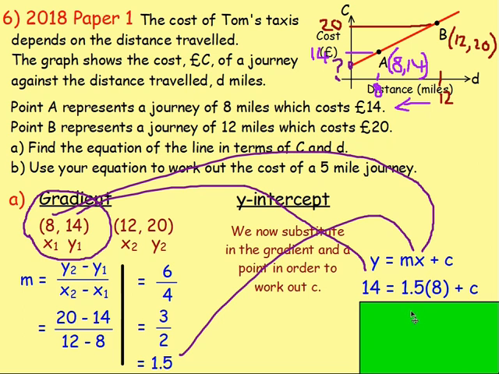1.5 times 8, or 1.5/8. And imagine in terms of money if you want, with £1.50 times 8. Either way, it's going to be 12. So you'd have 14 equals 12 add c. So 12 add what's 14? Well, it's obviously 2. Or take 12 off both sides. So we know c is 2.